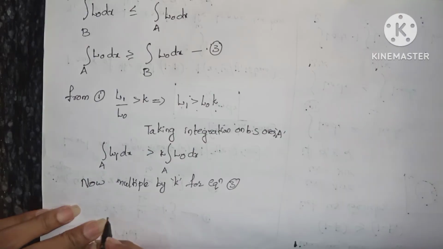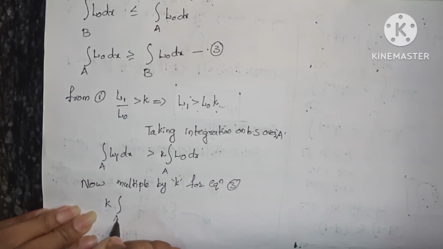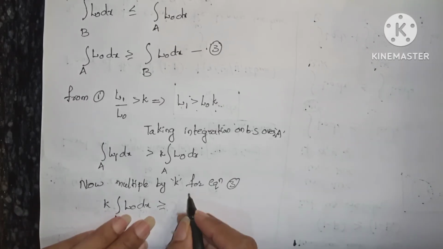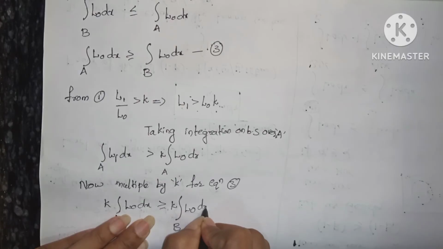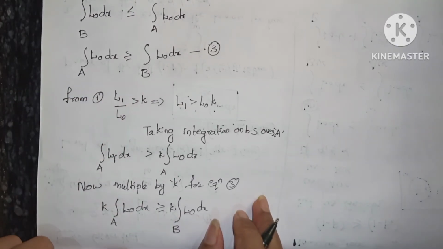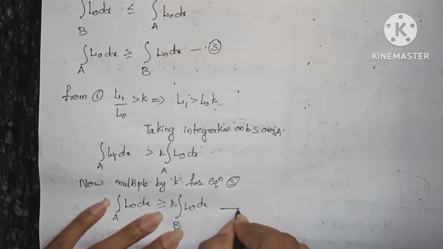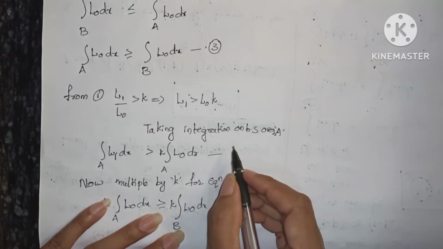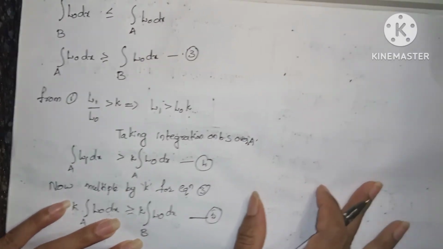So what is equation 3? This one. So that means integration K into integration A L0 dx greater than or equals to integration K integration B L0 dx. So for this third equation we have multiplied what? K. So this is equation 4, sorry. So now this is equation 5.